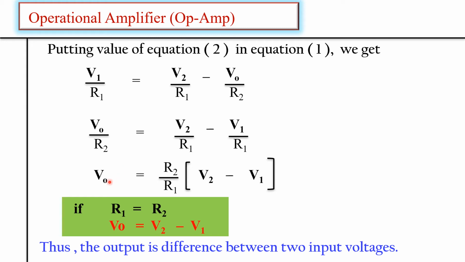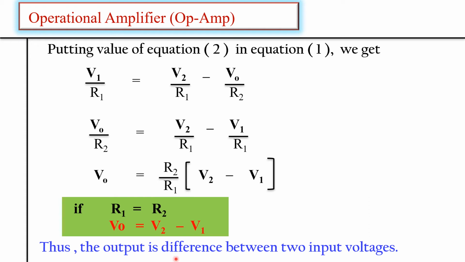So V out is equal to R2 upon R1, R1 common, denominator is same, so we can take common. So R2 upon R1 into (V2 minus V1). If the values of R1 and R2 are same, they cancel out. So what we get? V out is equal to V2 minus V1.